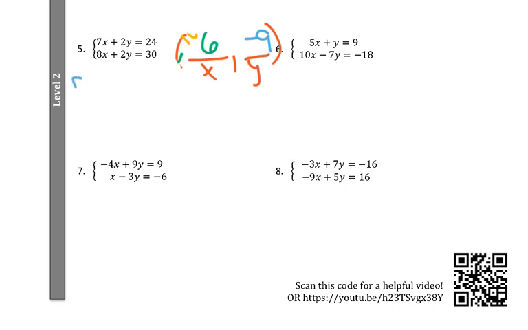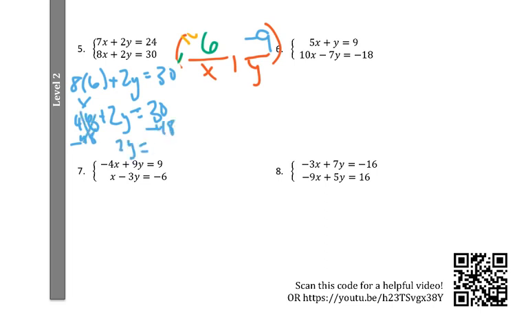Okay, so 8 times 6 plus 2y equals 30. Ooh, 8 times 6 I think is 48. Plus 2y equals 30. Subtract 48, subtract 48.